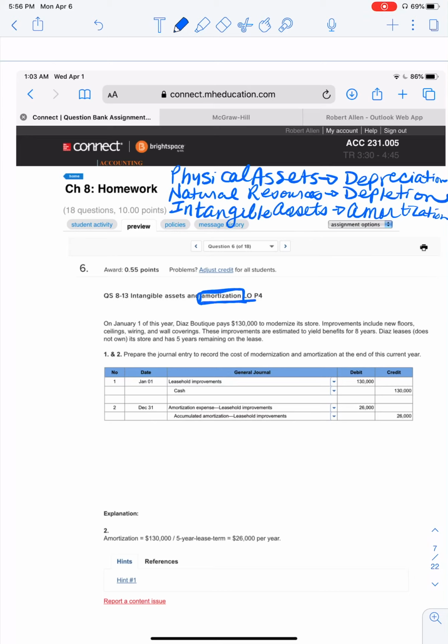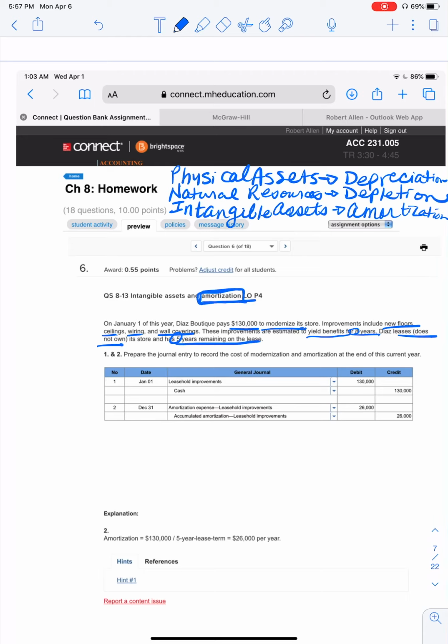So this question tells us that on January the 1st of this year, Diaz Boutique pays $130,000 to modernize its store. Improvements include new floors, ceilings, wiring, and wall coverings. These improvements are estimated to yield benefits for 8 years. And Diaz leases but does not own its store. It has 5 years remaining on the lease.